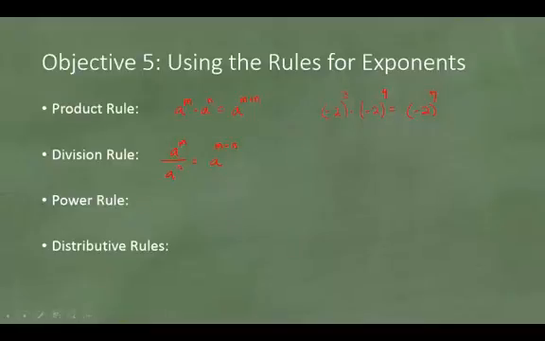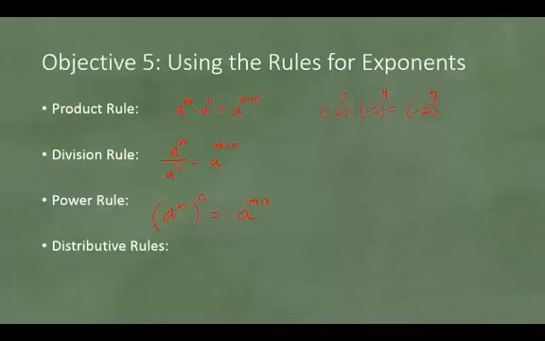The power rule says that if you take any base a, raise it to some power m, and then take that number and raise it to some other power n, we can write down the same base and multiply the powers. m times n.